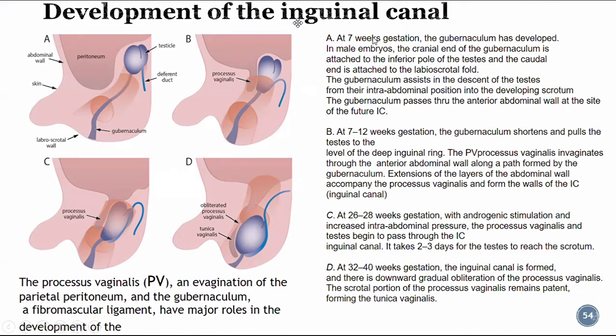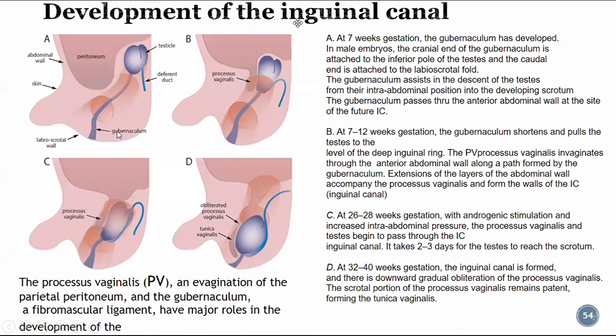At 7 weeks, the gubernaculum, which is mesenchymal tissue, has developed. In male embryos, the cranial or upper part of the gubernaculum is attached to the inferior pole of the testis. This is your gubernaculum. Follow my arrow. And the lower, or caudal, part of the gubernaculum is attached to the labioscrotal fold externally, on the surface. The gubernaculum assists in the descent of the testes from their intra-abdominal position into the scrotum.